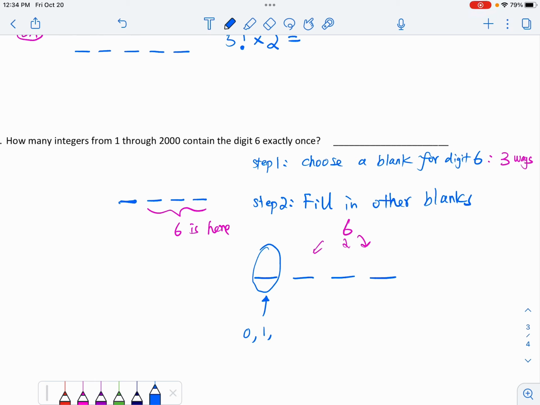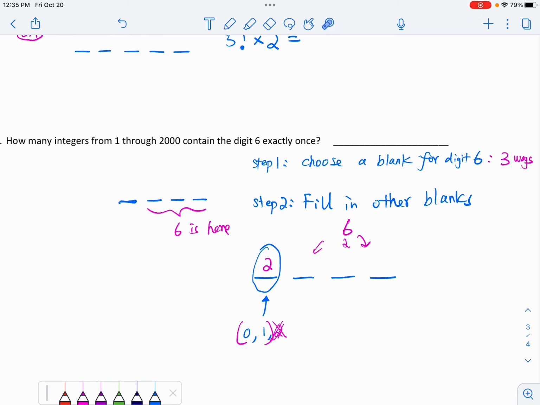or well, 2000 doesn't have any 6, right? So I'm not going to consider 2 to fill in here, because filling in 2 here, there's no way you can get a 6 in this number. So how many ways can you fill in the first one? You may think 0, 1, 2, but we should rule out the 2, just like I said. So 2 ways to fill in the first one, 0 or 1.